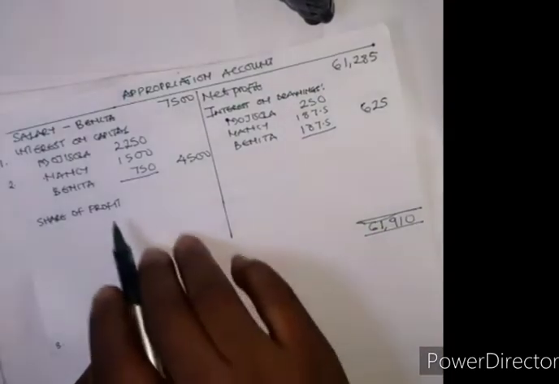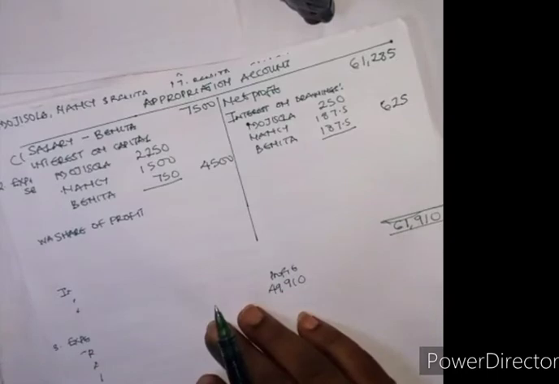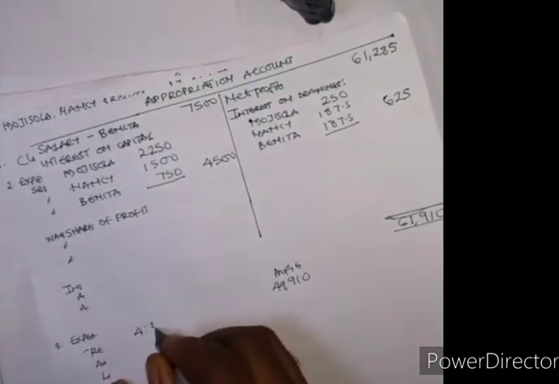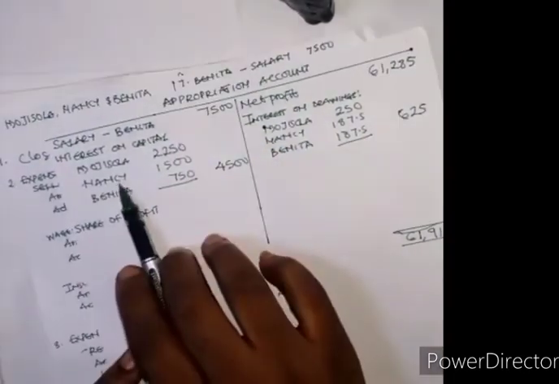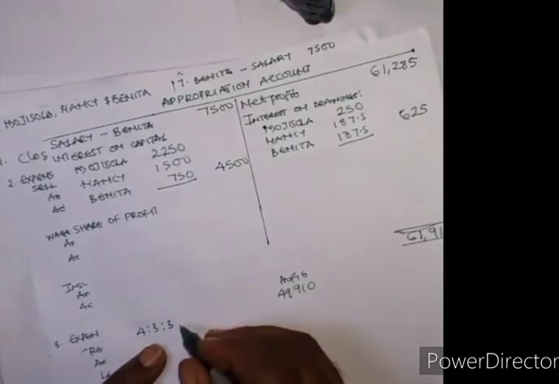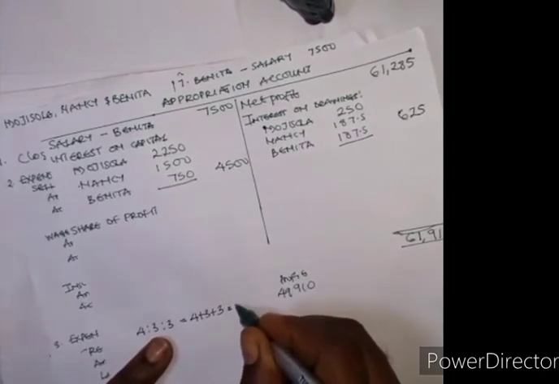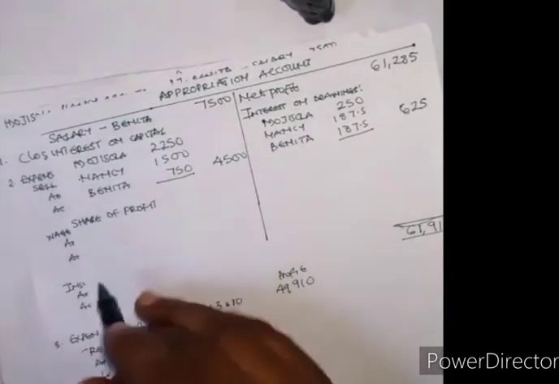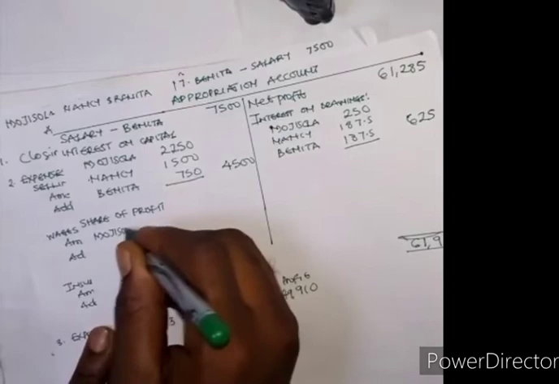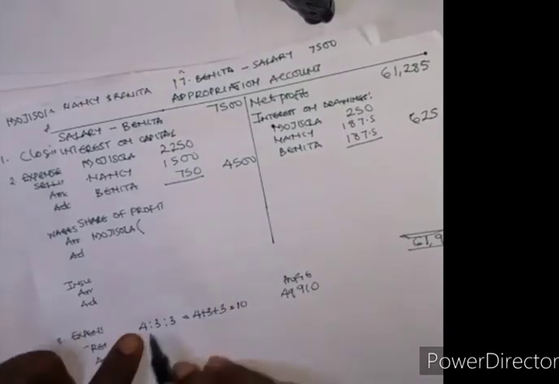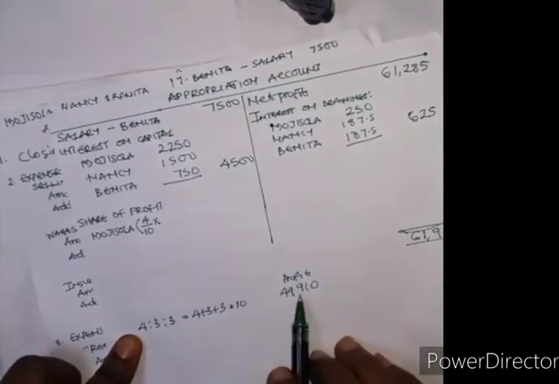Now, this 49,910 is what is to be shared among these people in their profit or loss sharing ratio. And their profit or loss sharing ratio is 4:3:3 respectively, the way their names appear. So for Mojisola it is 4, for Nancy it is 3, for Benita it is 3. So the first thing we have to do is to add it together. 4 plus 3 plus 3 will give us 10 as a total. So for the first one, which is Mojisola, look at how it will appear.